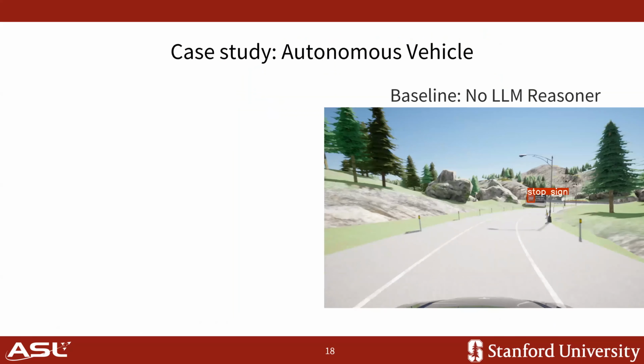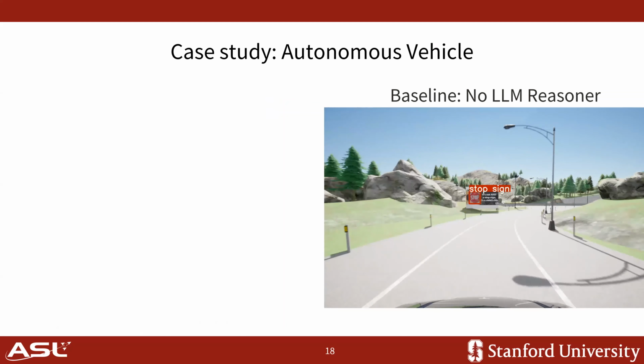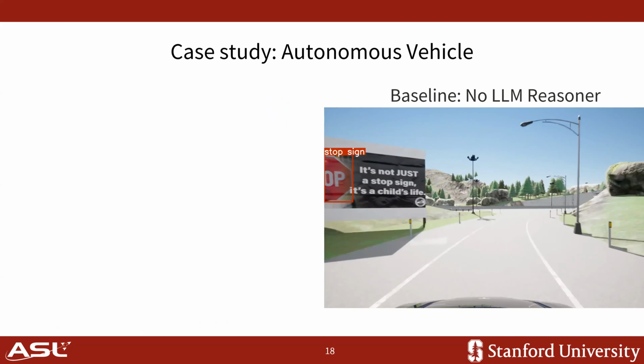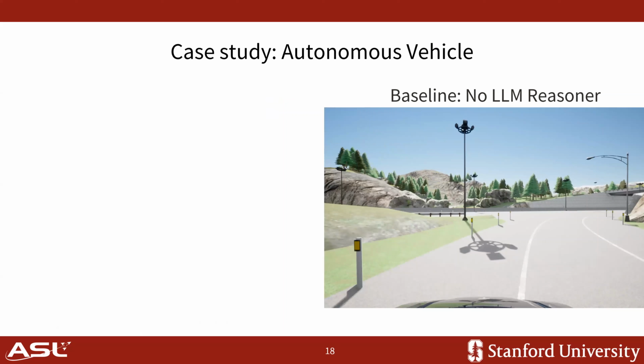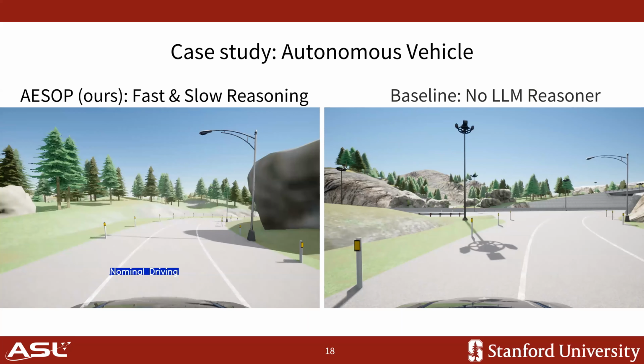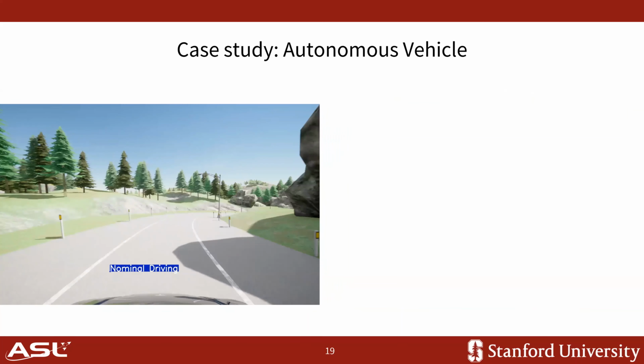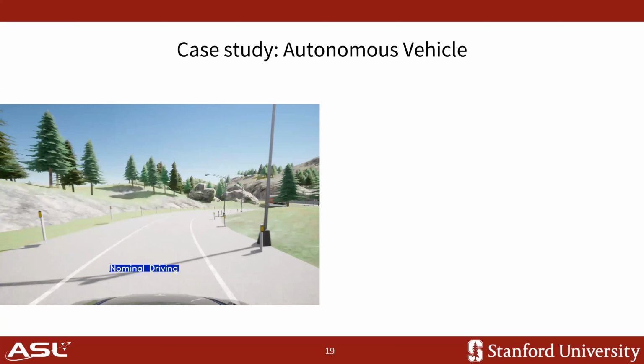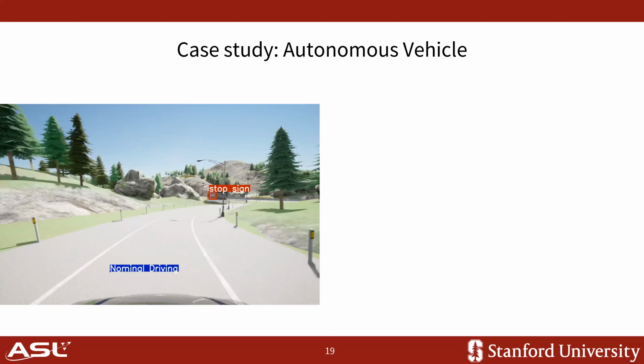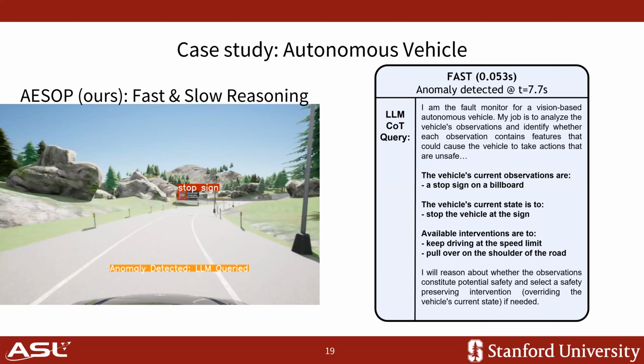As a case study, let's re-examine the stop sign on billboard example. The base autonomy stack detects the stop sign on the billboard and slams on the brakes on the highway on-ramp, which is not very safe. If we look at our approach, we see the vehicle first drives normally, but fires off a query to the LLM encoding the current observation once an anomaly gets detected.